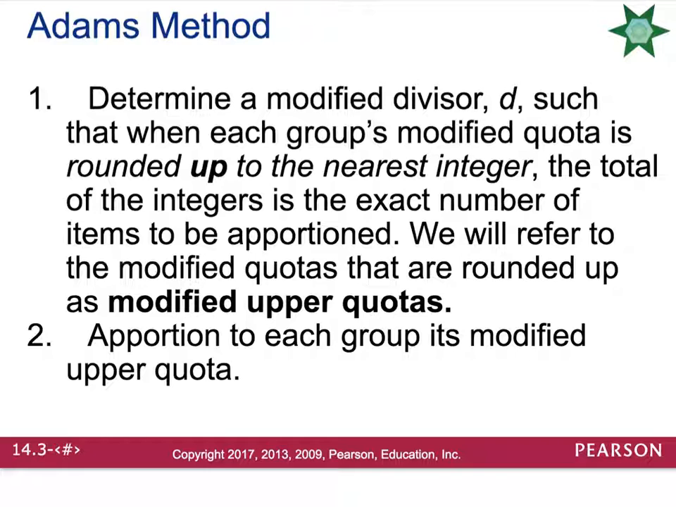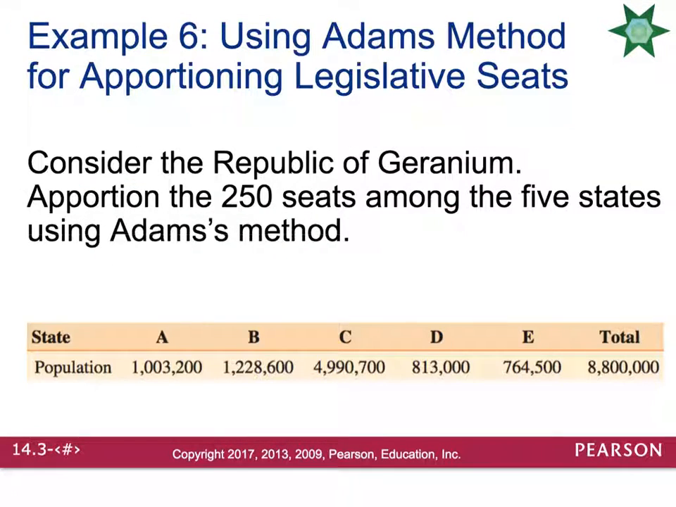The last is the Adams method. The Adams method also uses a modified divisor, but this time in the modified divisor, you're going to round up to the nearest integer. Again, you want the total of all of the integers to be the exact number to be apportioned. We will refer to this as the modified upper quota. Same example, Republic of Geranium, 250 seats.